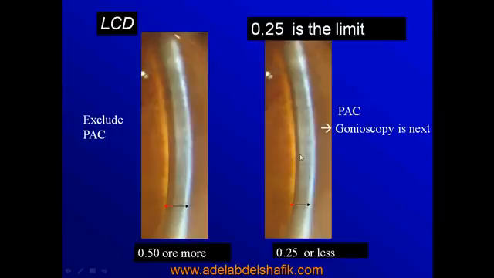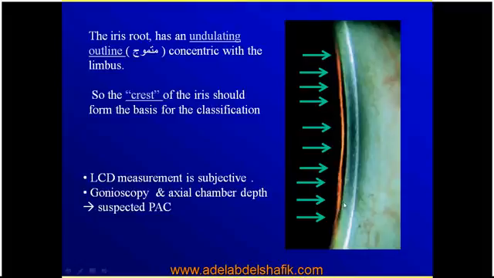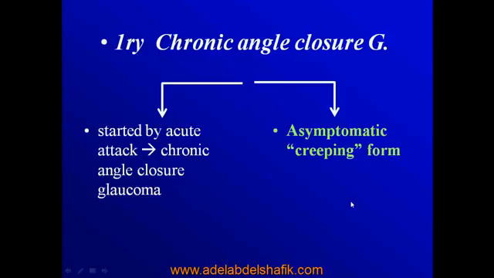Whenever the depth of the AC is one quarter or less of that of the peripheral part of the cornea, then gonioscopy should be done because the possibility of angle closure is there. We have to keep in mind that the surface of the iris is not flat. It has some elevations and depressions, so we make our judgment in the narrowest part of the angle, to compare the thickness of this narrow part with that of the cornea.